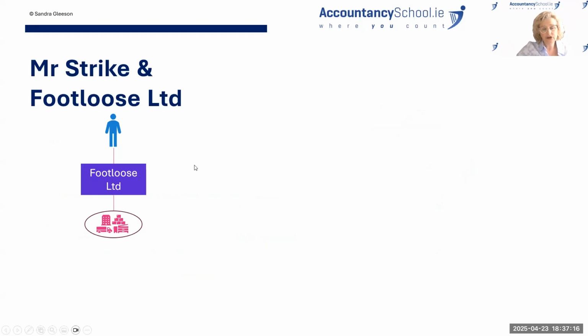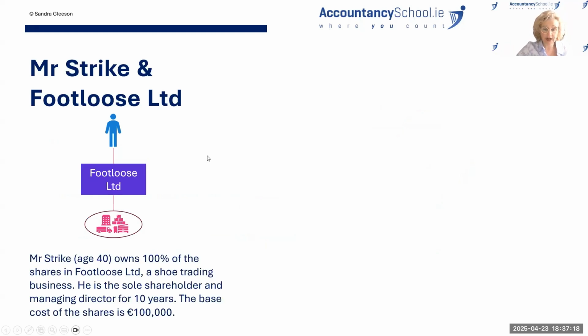So to read down through the case study, we're told that Mr. Strike, who's aged 40. As soon as I see that he's aged 40, I know that retirement relief is off the table. But in the exam, I can throw down that comment that he doesn't qualify for retirement relief on the basis that he's not age 55.